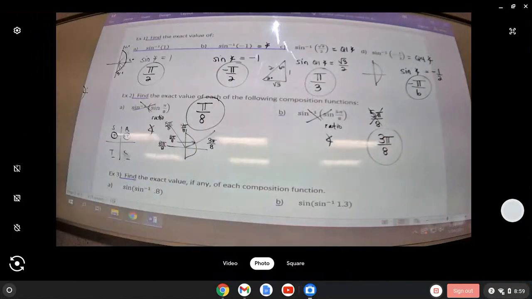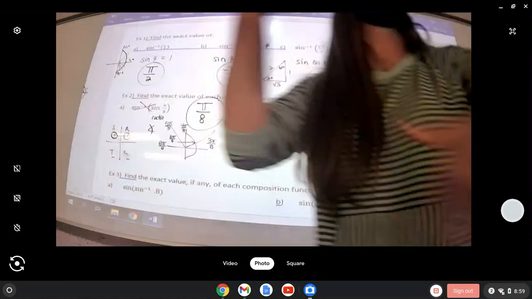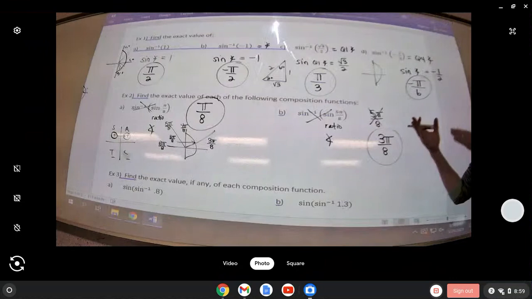It would not be capable of spitting out that quadrant 2 angle. So you have to find its equivalent one that lives in quadrant 1. That's where they can get tricky.